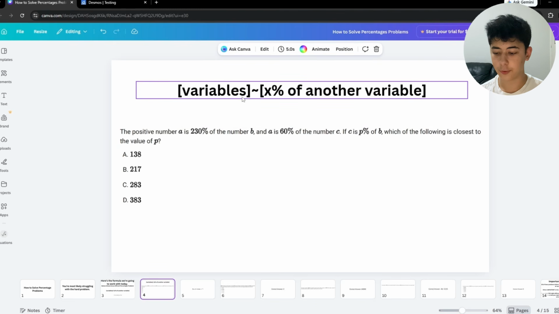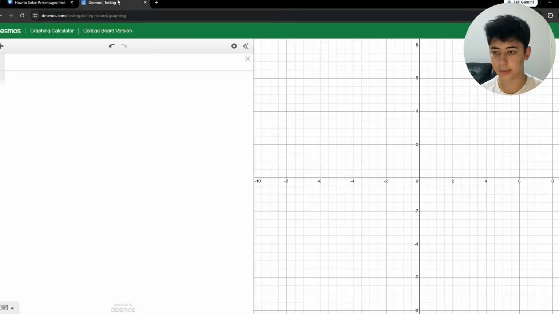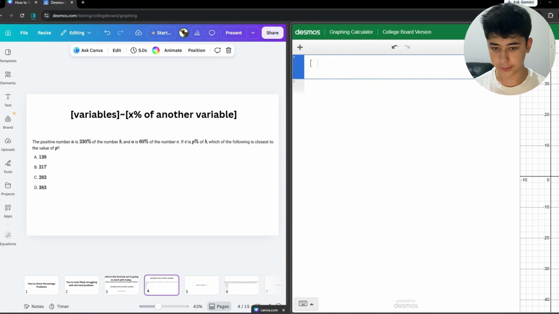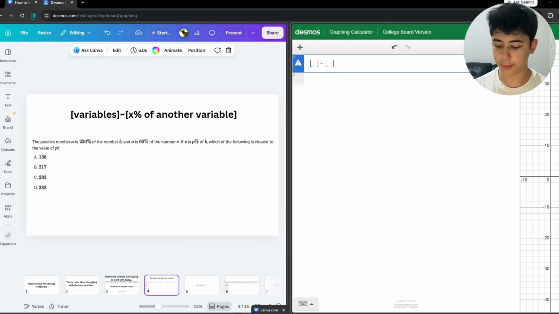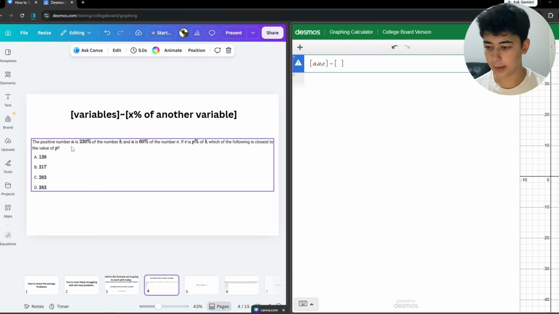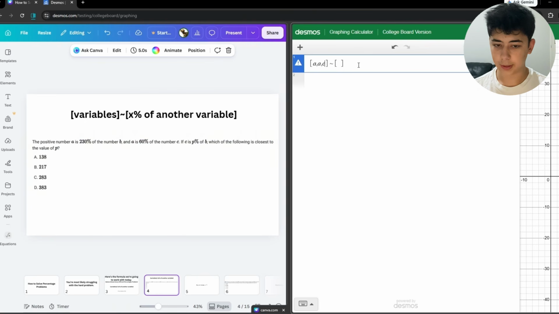Now to apply this formula, we're going to move on to Desmos. Let's first type in the formula. You're going to have a list here and then a list on the other side. Now all you have to do is reread the problem. On one side of the list, you can write a, and c, because you can see here that a is 230% of b and a is 60% of c, and then c is p% of b.